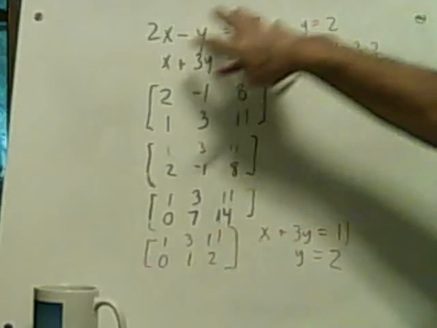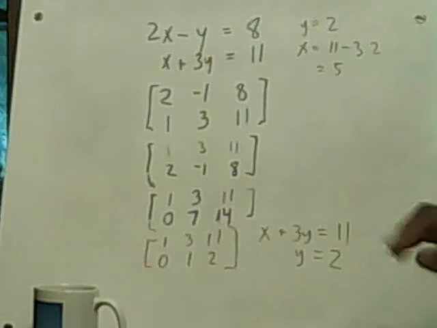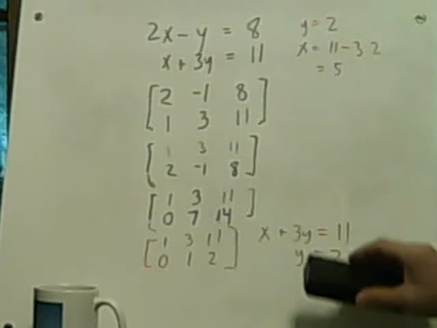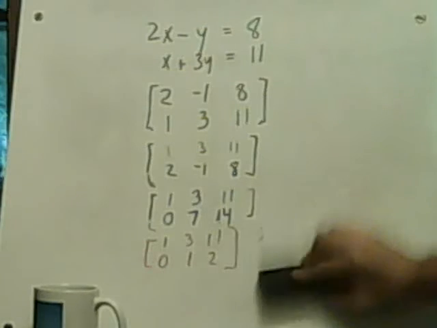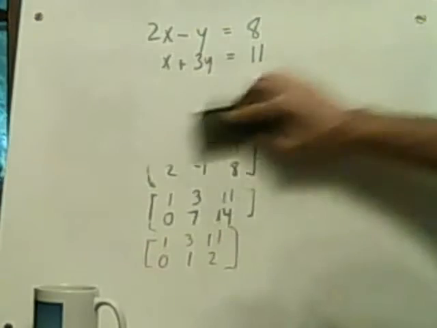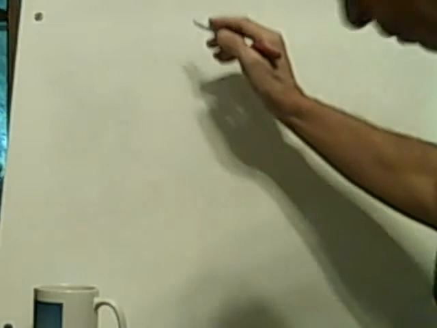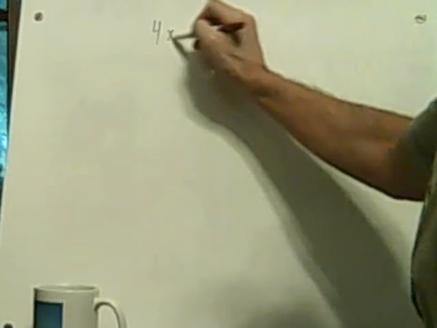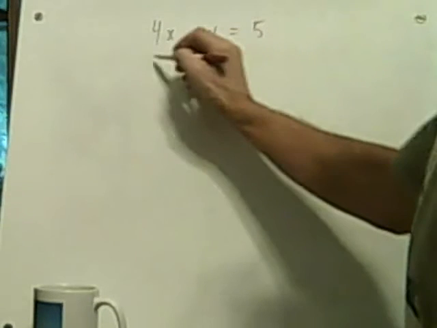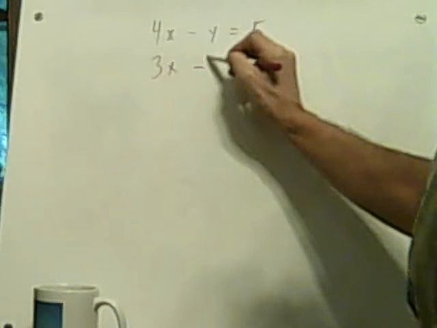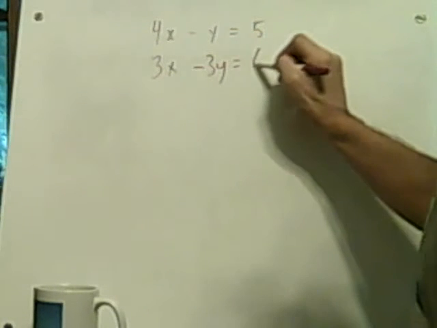And we could have done it the old way, but when you get more into the habit of doing it the matrix way, you'll see that you will be able to do them possibly somewhat quicker. This is just an introduction into abstraction, or introducing the concept of a matrix, which is a collection of coefficients of equations. In this case, 4x minus y equals 5. 3x minus 3y is equal to 6.